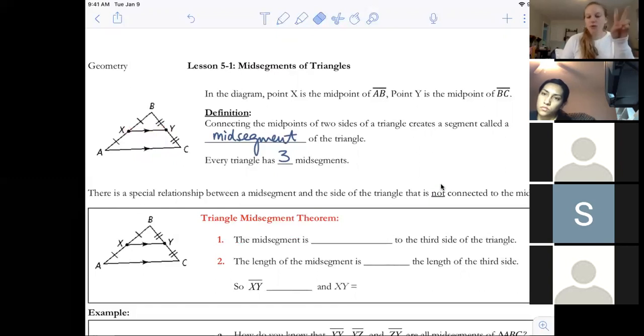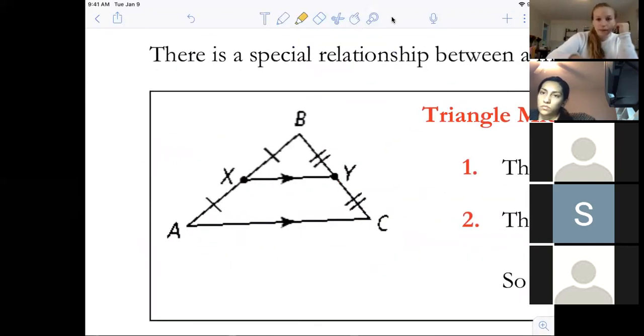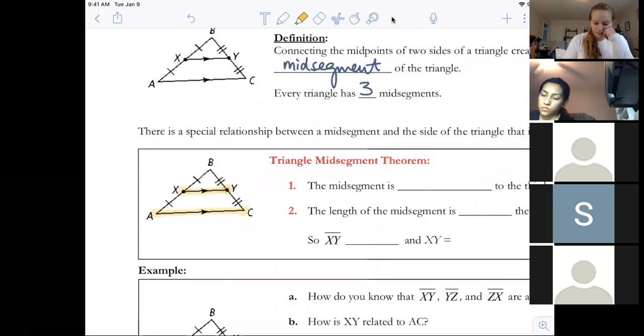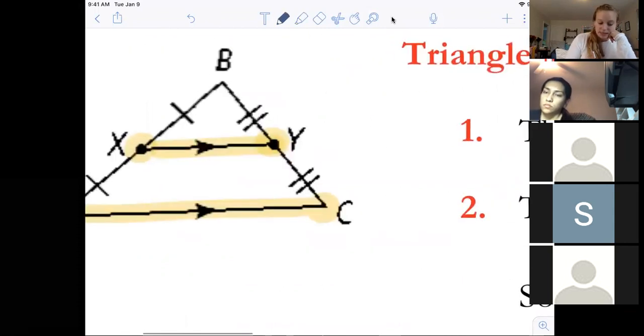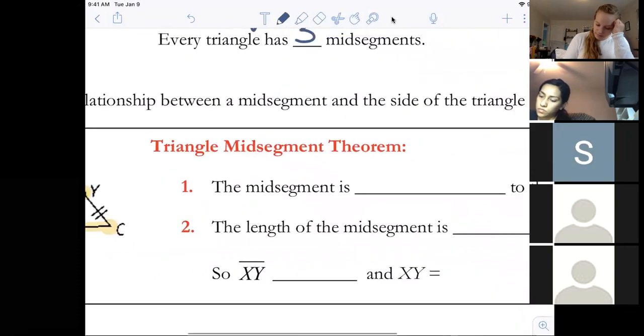Now I'm going to teach you 2 theorems, or I guess relationships, that come with the mid-segment. The mid-segment I'm focusing on here is XY, and the side that it's across from is AC. There are special relationships between the mid-segment and the side of the triangle that's not connected to either of the midpoints. The first thing that's special is that the mid-segment is parallel to the third side. They will never ever touch, they will never ever cross; they are parallel to each other.